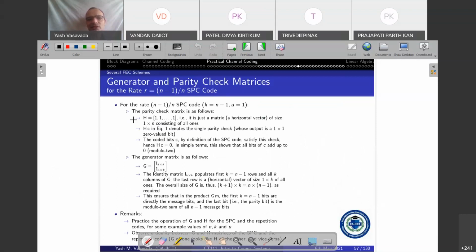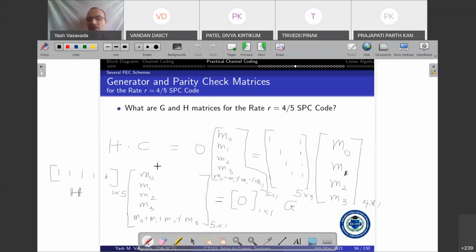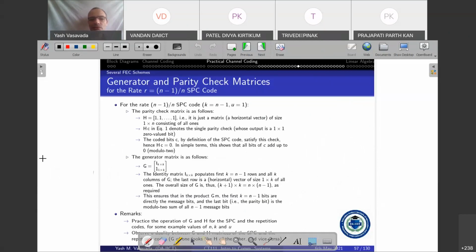So that is what I have written here, that for the SPC code, H is always going to be a vector of all ones. Whereas the generator matrix is defined as, sorry, I think I made a mistake. This all ones is at the bottom. A silly mistake I made. You will notice that the all one vector is a horizontal vector that I have to put at the bottom. So the G matrix looks like this. And G and H for the SPC and the repetition code are very closely related.